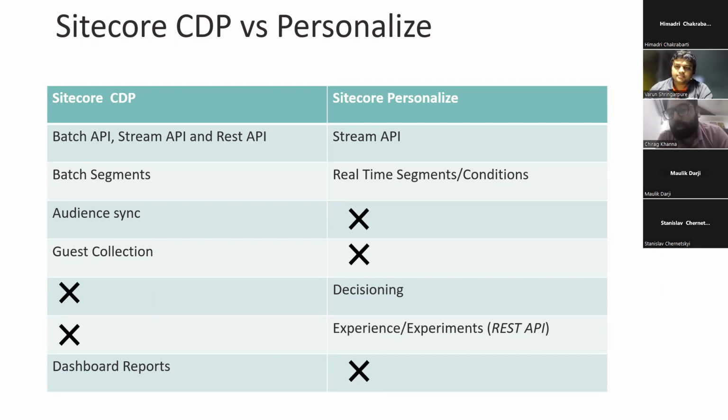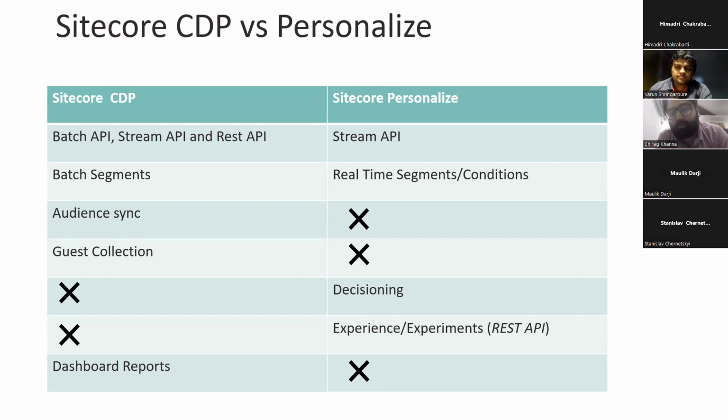Stream API is nothing but what we use when we are using a library. There is an Engage library provided by CDP, so whenever we use that in our platform, it will be using the Stream API in the background. So this is one of the major differences in terms of API between Sitecore CDP and Personalize. On the left, you can see Sitecore CDP supports batch segmentation, and on the right, Sitecore Personalize, on the other hand, supports real-time segmentation.